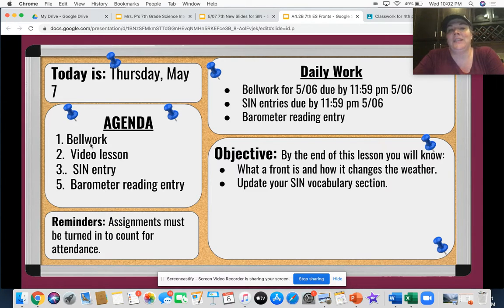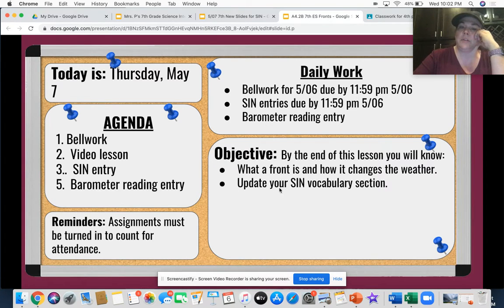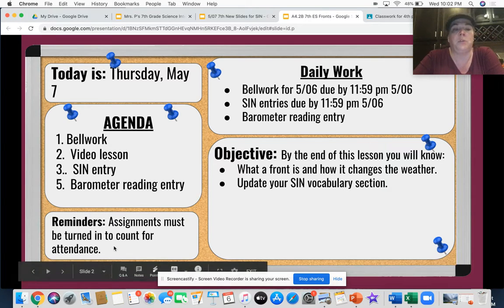All right, your agenda today, you have your bell work, this video lesson, and then you have some entries to put into your interactive notebook. Nothing major, a lot of copying and pasting. And then you need to fill out your barometer entry for today. Your daily work is the same things, your bell work, your entries, and your barometer reading. By the end of this lesson, you will know what a weather front is and how it changes with the weather. And you're going to have some updated vocabulary words because that's part of what we're doing.